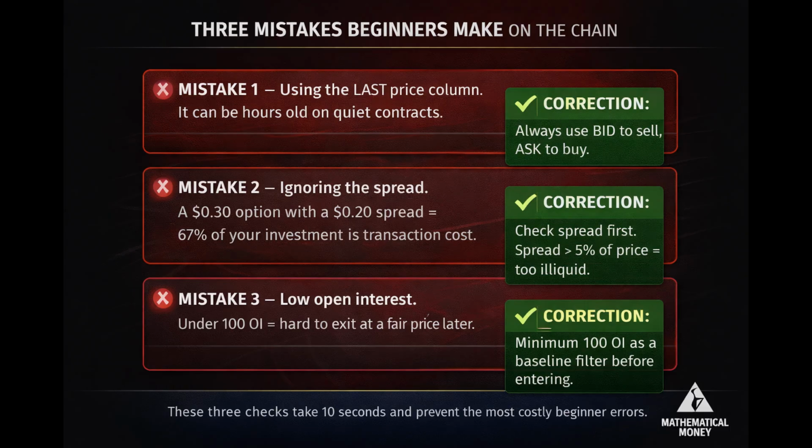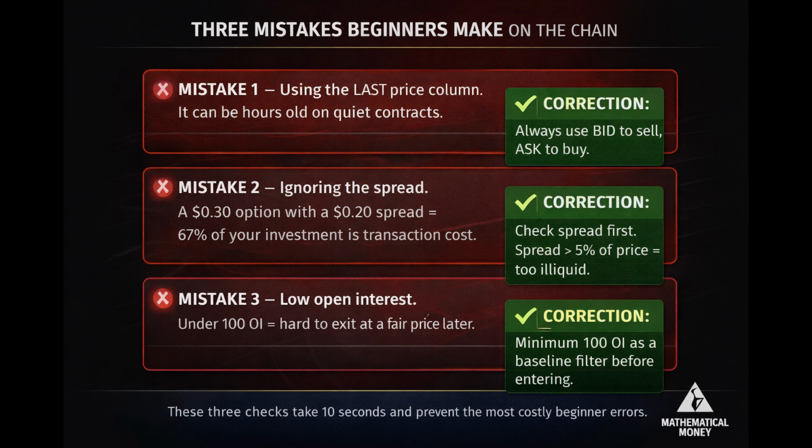3 common mistakes beginners make when reading an options chain. First, looking only at the last price column instead of the bid-ask. The last price can be hours old on a quiet contract. It tells you nothing useful about what you can actually buy or sell for right now. Always use the bid to sell and the ask to buy. Second, ignoring the spread. A contract that looks cheap at 30 cents might have a 20-cent spread, meaning 2/3 of your investment disappears immediately in transaction cost.